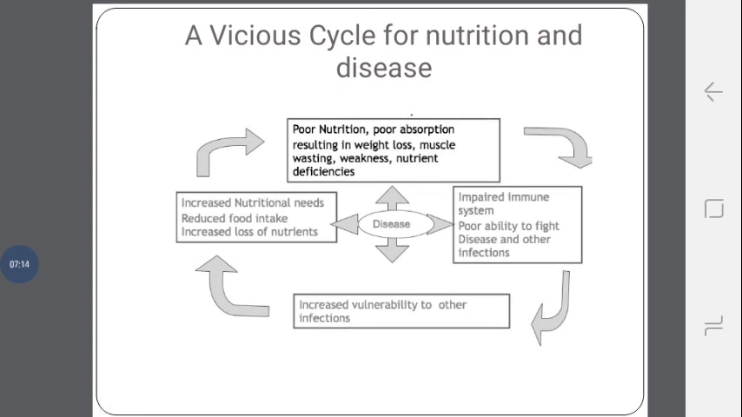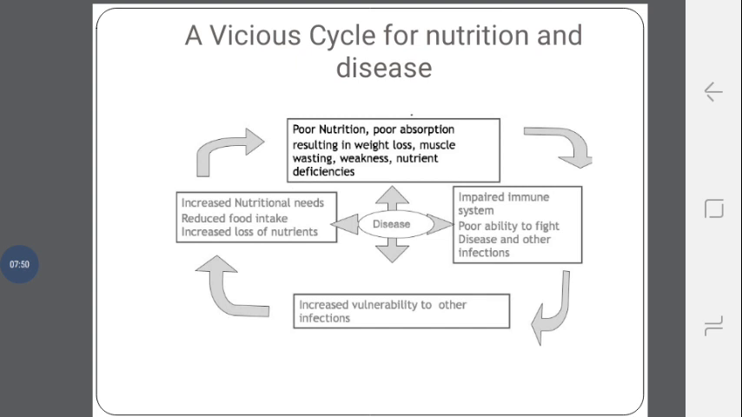A vicious cycle for nutrition and disease. As you can see from this cycle, at the middle of the cycle there is a word disease. Therefore, once you have poor nutrition, then once there is poor absorption, it will result in weight loss, muscle wasting, weakness, and nutrient deficiencies. Nutrient deficiencies may lead to disease.